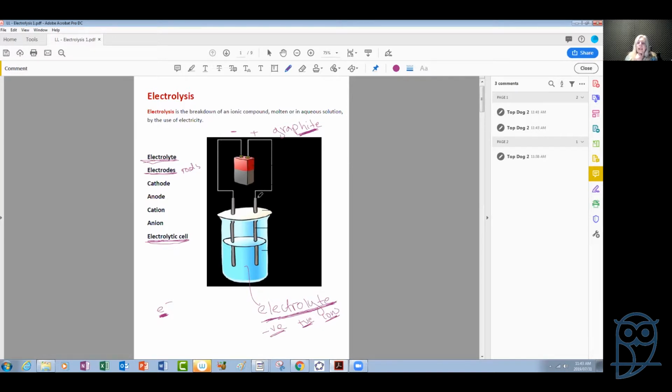Well, one rod is connected to the positive terminal, the other is connected to the negative terminal, and therefore one rod is called the anode and the other is called the cathode. Let's go quickly to the next page, where things are shown more clearly.